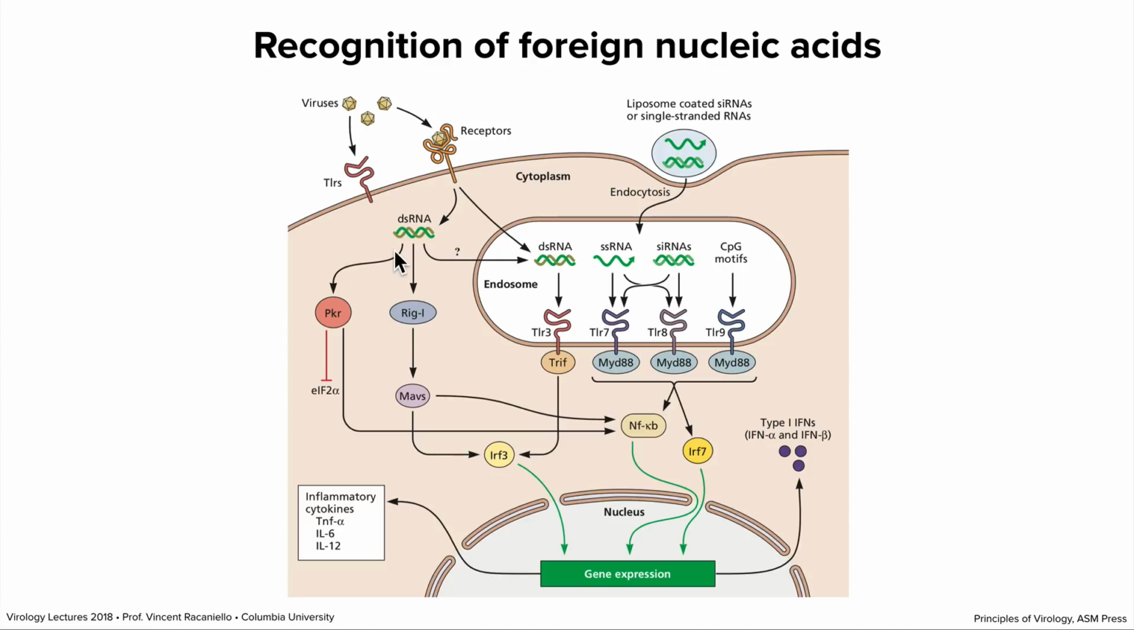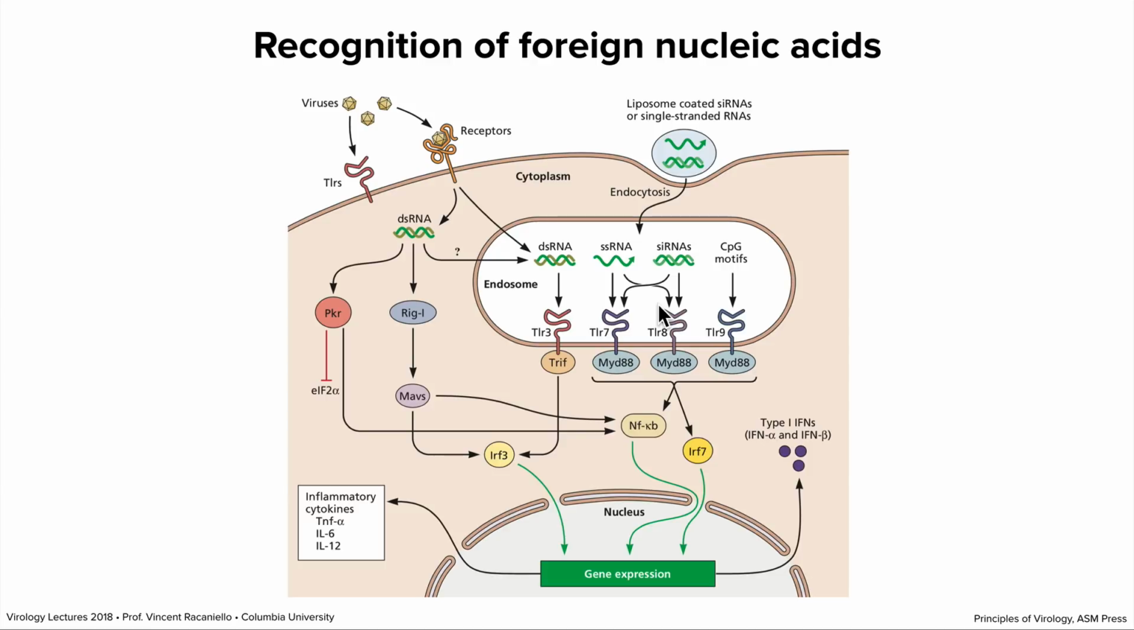We also have cytosolic sensors of viral nucleic acids. Here is one for double-stranded RNA. This can be sensed by a cytosolic protein called RIG-I. We talked about PKR, which is activated by double-stranded RNA, produced during replication of various viruses, leads to phosphorylation of eIF2 and shutdown of host cell translation. But this also feeds into these pathways that the other sensors feed into.